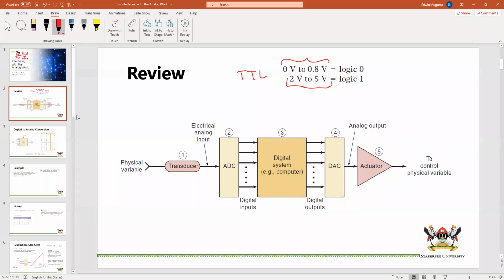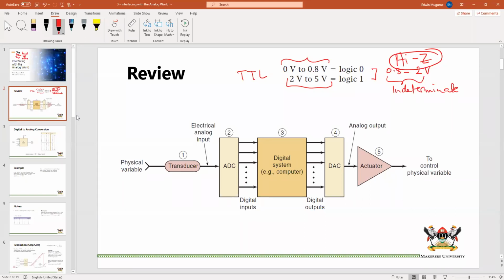Now, there is this range somewhere between 0.8 to 2 volts. Sometimes you can say it's indeterminate. In other words, we shouldn't be in there. But remember, in our last lecture, we talked about the tri-state, high Z. Usually the high Z, the third state that doesn't mean either logic 0 or logic 1, is within there.